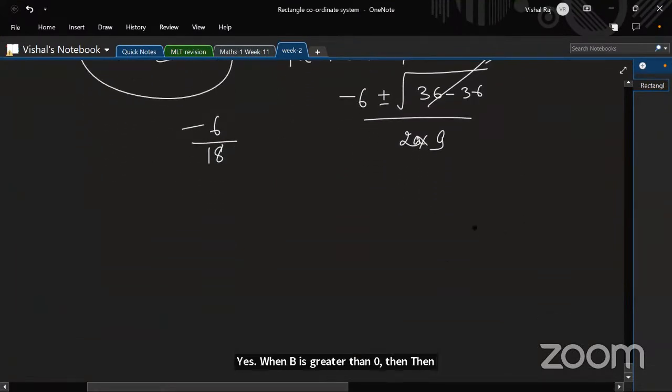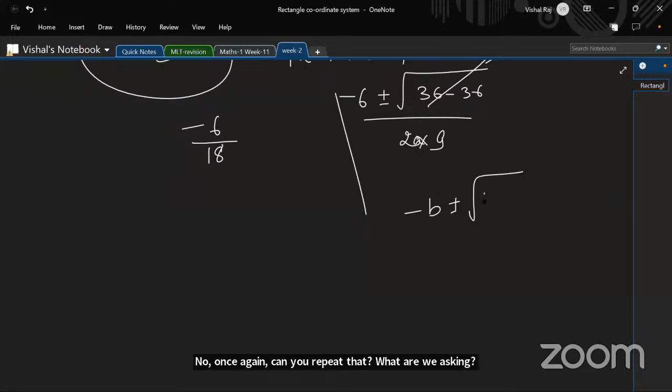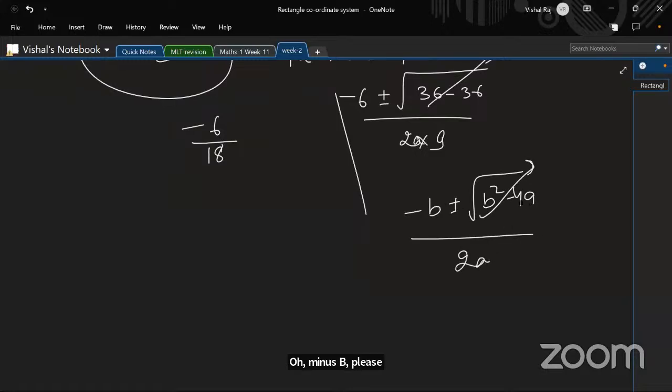What I'm asking is this: b square minus 4ac, the determinant is there, no? If this is positive, then it will have two real roots, right?